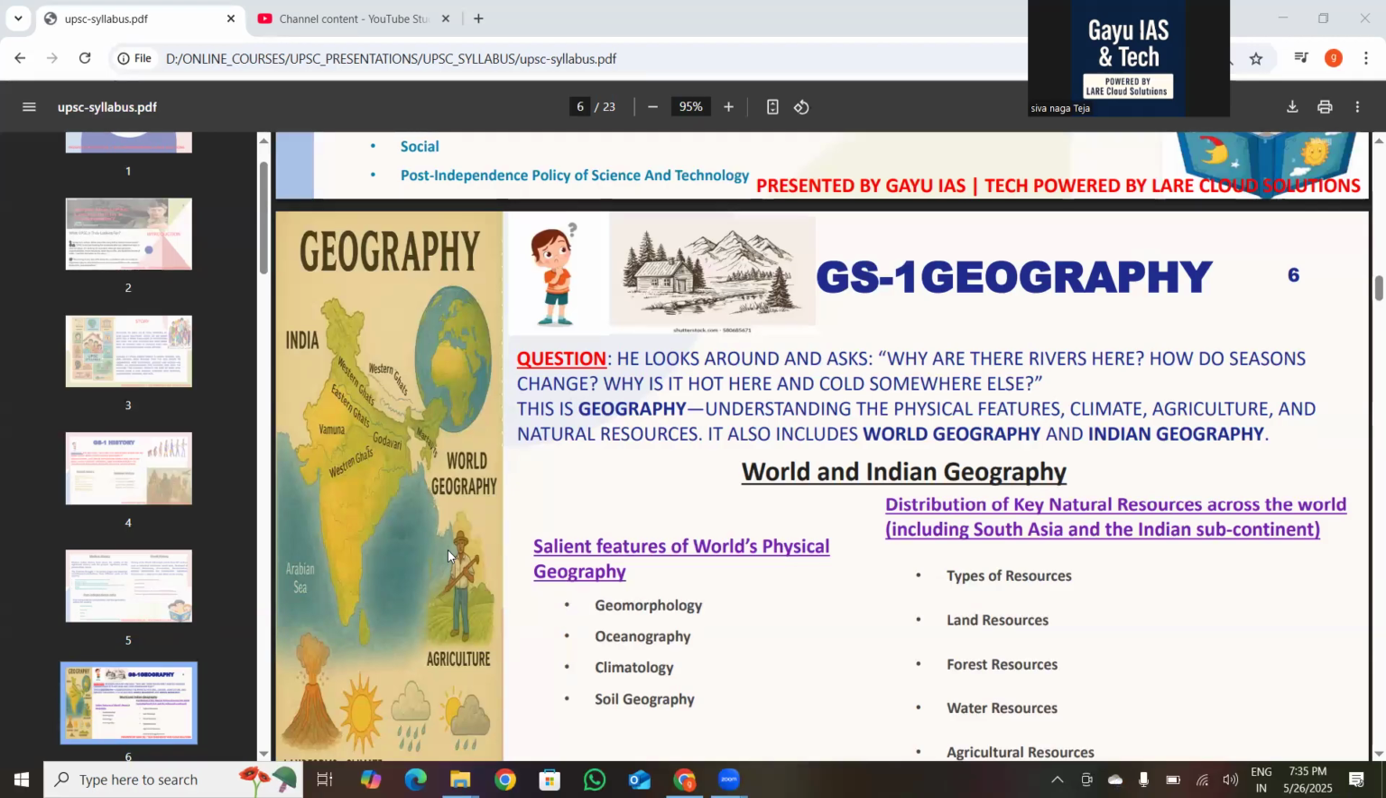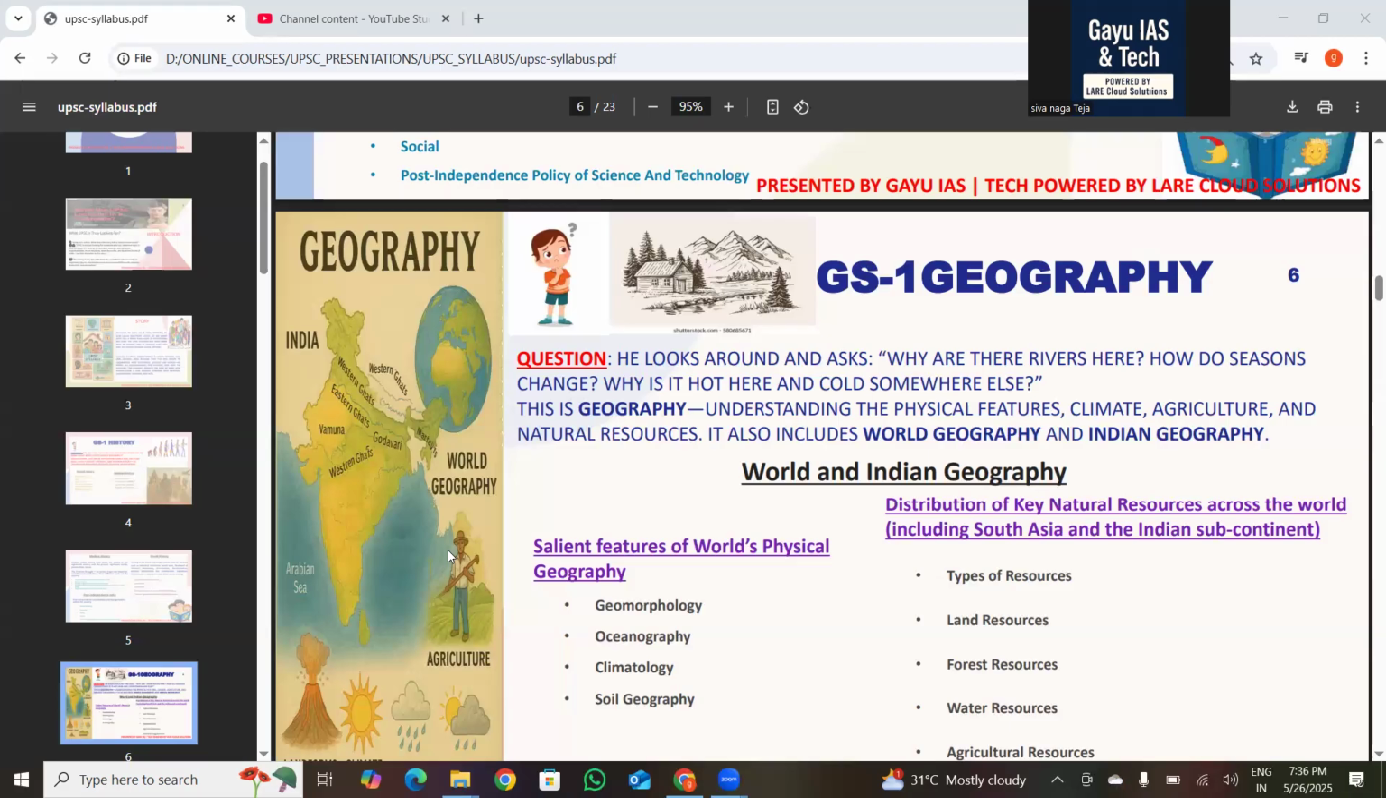Here, the relevance in the UPSC is agriculture, disaster response, Indian monsoon dynamics. For example, why are cyclones more frequent in the Bay of Bengal than the Arabian Sea? This is one of the important questions also. So please have a look into this, make a note of that. And after studying this climatology, we will go to soil geography.